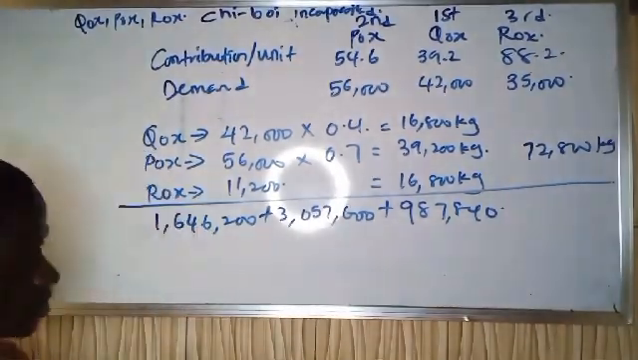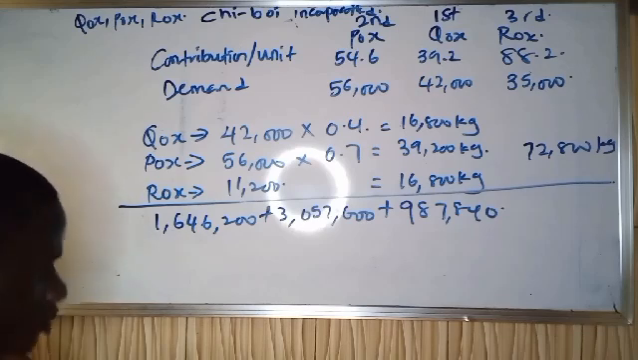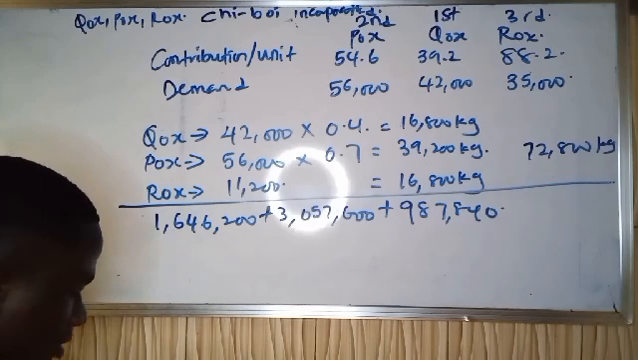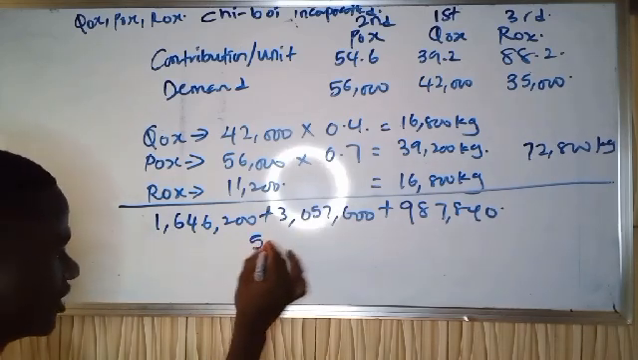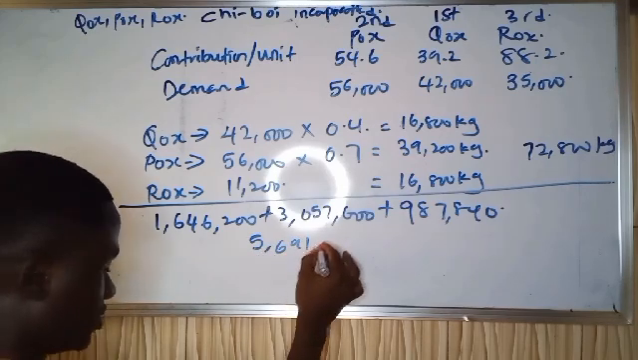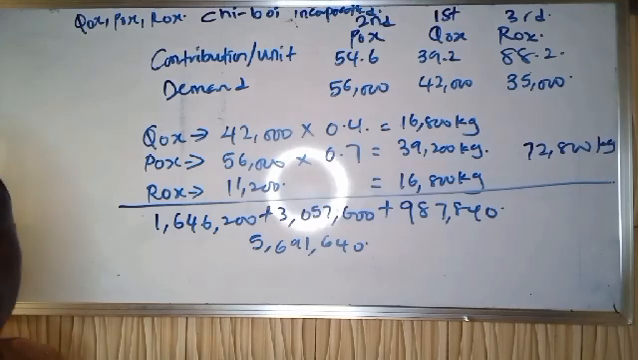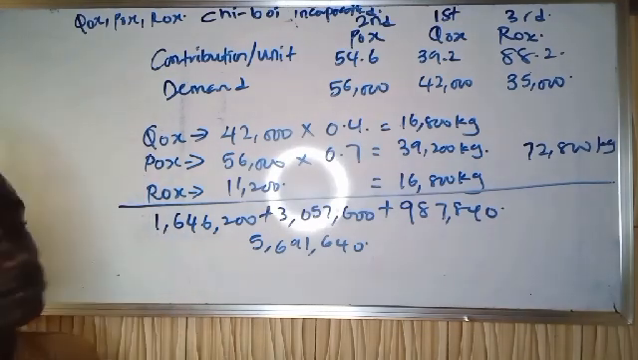If I add everything together, 987,840 plus 3,057,600 plus 1,646,400, the total contribution will be 5,691,840. So this will be the total contribution that I get from all the products.